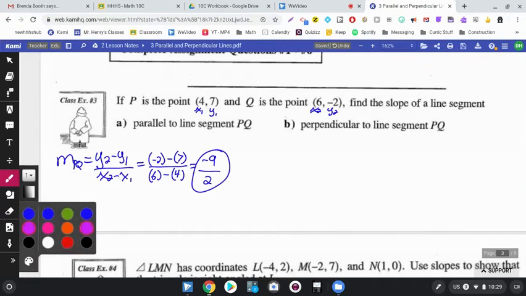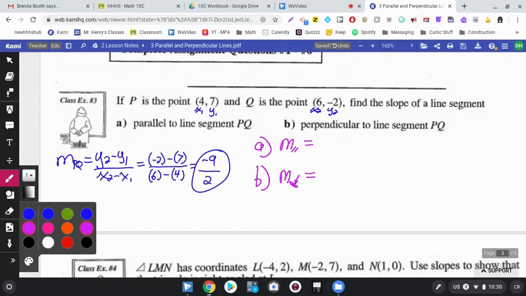Okay. And then for A, I'm going to say slope parallel equals, and for B, I'm going to say slope perpendicular equals. So I'm asking you to reference the slope of PQ, which means you had to actually find that slope. And now we can answer these two questions. So actually, I'll tell you to pause here. It'll take you 2 seconds. Write down the parallel slope and then write down the perpendicular slope.